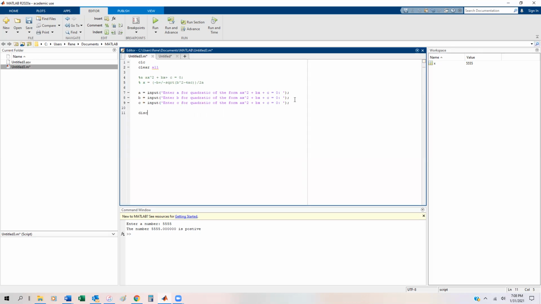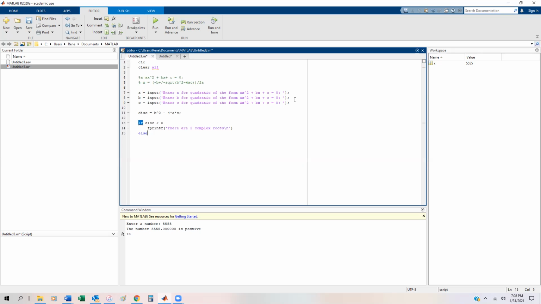All right, now let's call disk for the discriminant. Discriminant is equal to b squared minus 4 times a times c. And there's one of 3 cases. So if disk is less than 0, what that means is that there are 2 complex roots. So we're going to print f, there are 2 complex roots, and \n.